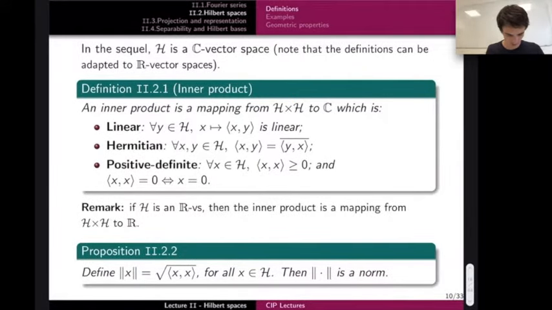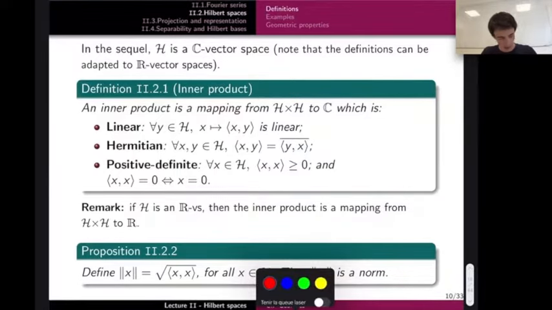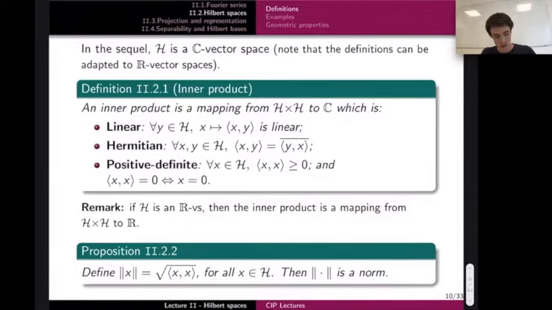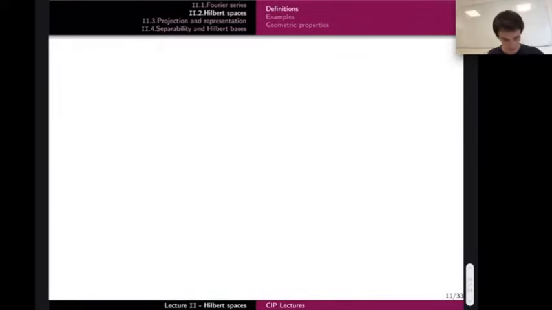Now, some properties of the inner product. Well, the inner product will give us a norm as follows. If you define the norm of x to be the square root of the inner product of x against itself, then this defines a norm, and that's what we will call the Hilbert norm later. So just quickly, why is this a norm? Well, proof. You'll see that it's quite straightforward. So say homogeneity first.